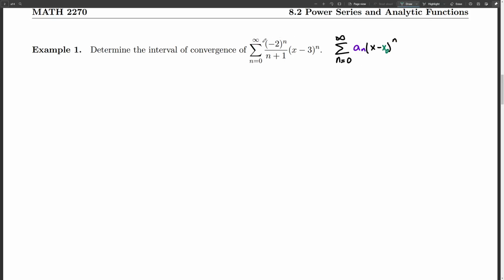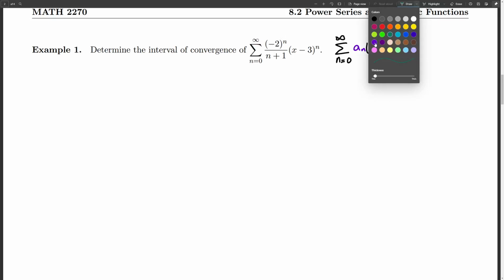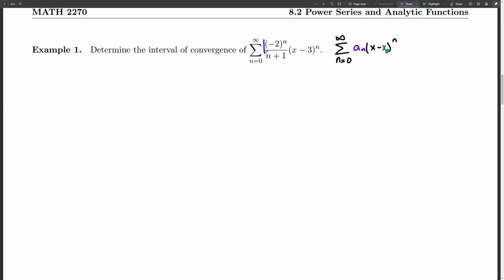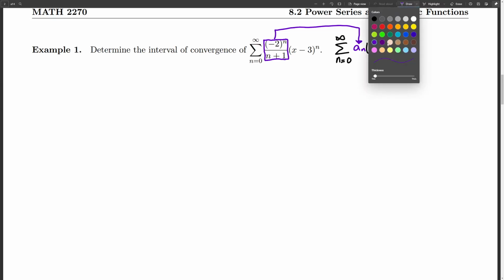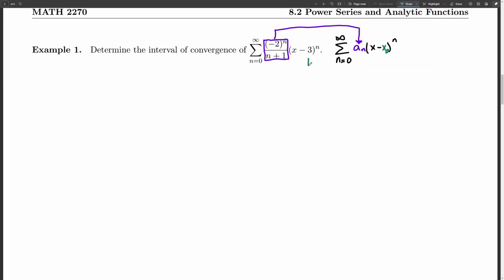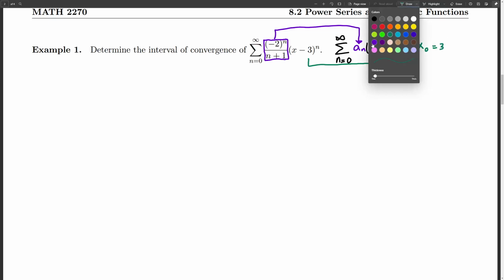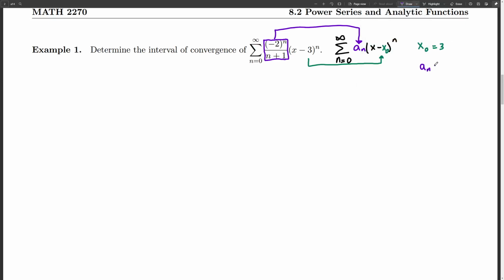And when we compare this, what we see is that our a sub n is equal to this expression right here. That is our a sub n. And we see that our x naught is 3. So let's write that down. x naught equals 3, and we found that a sub n equals -2 to the power n over n plus 1.